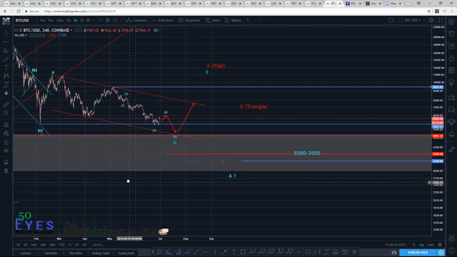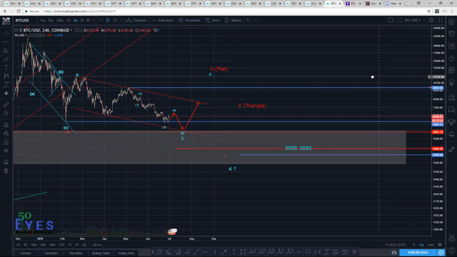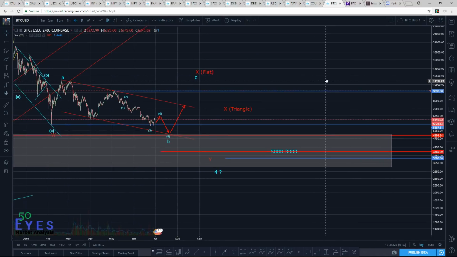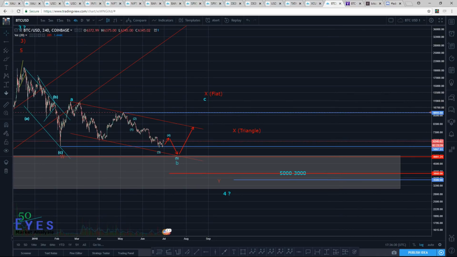So now the thing about corrective structures is that they are not as simple as motive waves. For instance, motive waves, as I just discussed, will have 5 waves in themselves all the time, right? But the corrective structures are not that simple. They can have various different forms like zigzags, flats and triangles, or a complex correction will have a combination of those. And in this particular scenario, we seem to have a combination of those.